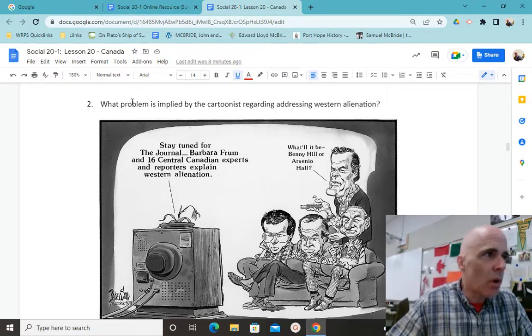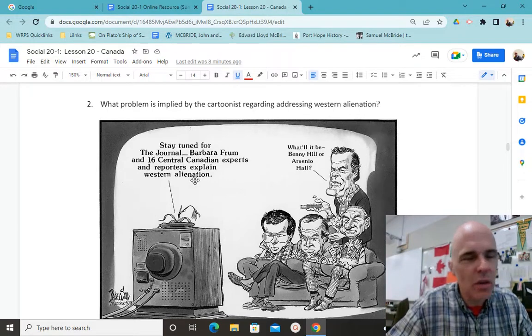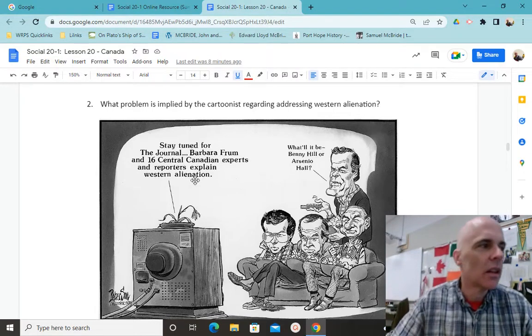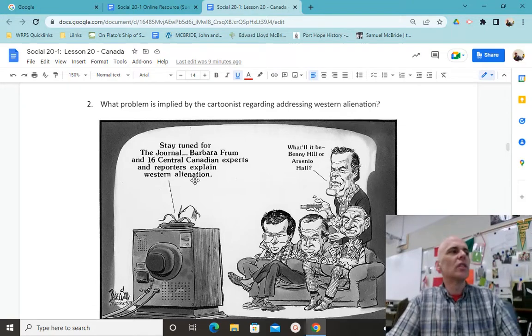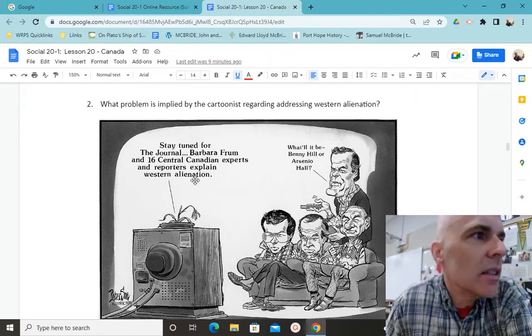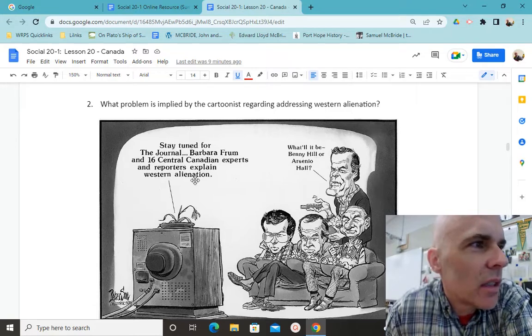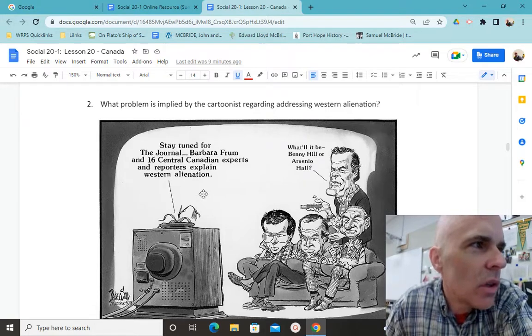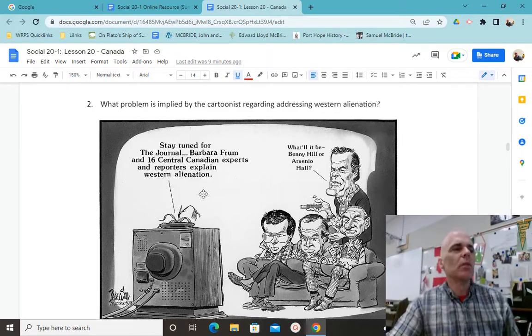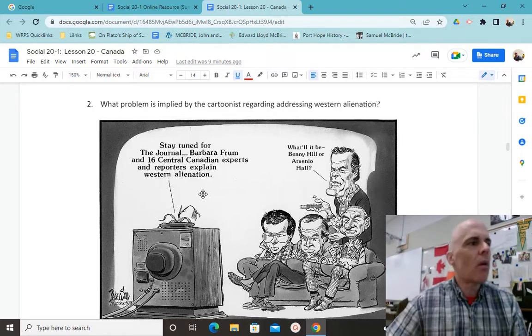So, what problem is implied by the cartoonist is that Central Canadian experts don't understand Western alienation because they're not Western. They're Central. The politicians, the CBC, the CTV that discuss this and analyze Western alienation, they have no clue what's going on in the West because they don't come out to the West. They don't speak to people in the West. They haven't lived here. They're not a part of the West.